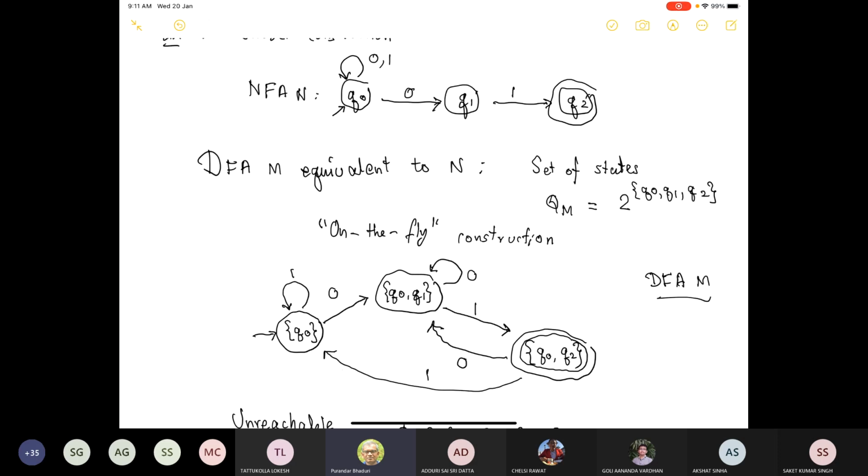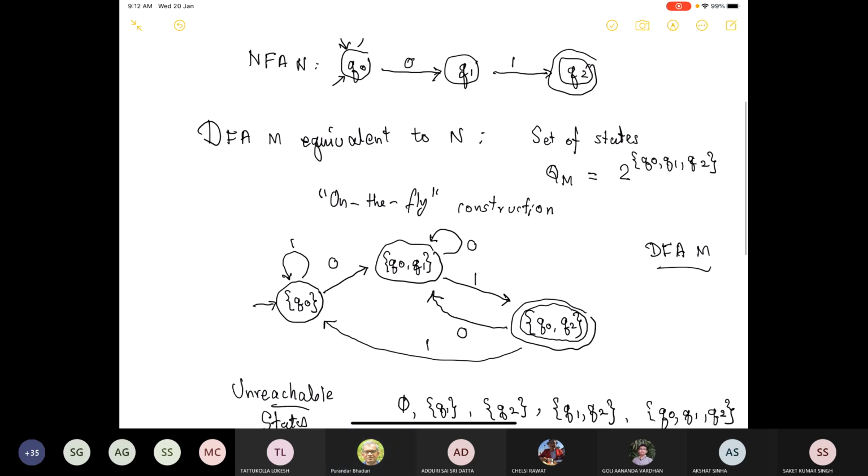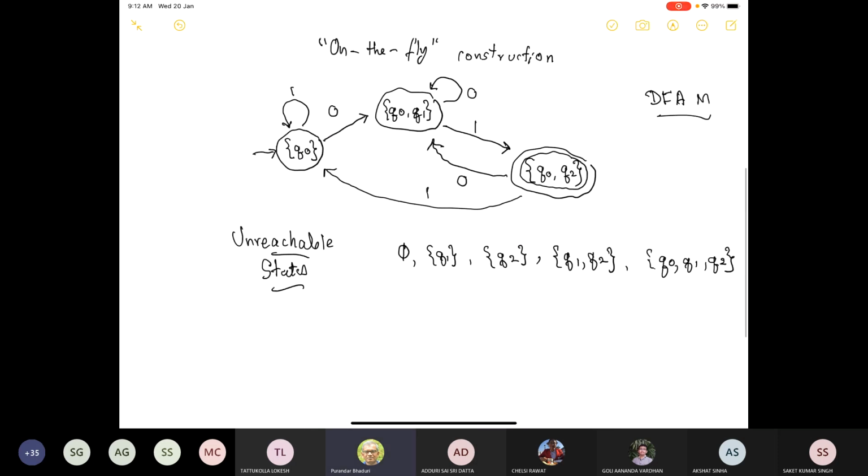We saw an example where the number of states depended on the length of the string, right? So for Ln, the NFA had n plus 1 states, and the DFA had at least 2 to the power n states.